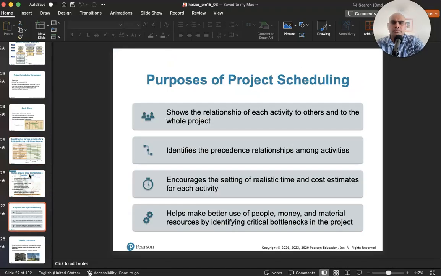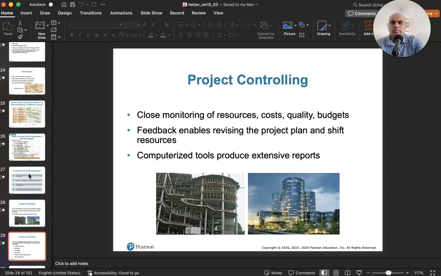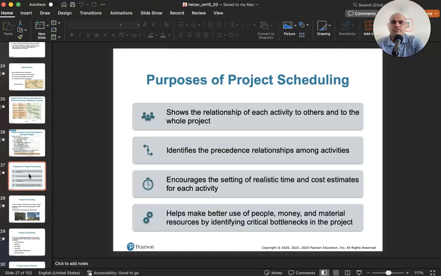So now we'll talk about project scheduling in general. Let me finish with the purposes of project scheduling. Then we'll talk a little bit about project controlling, but maybe I'll do that in the next video. The purpose of project scheduling is it shows the relationship of activities, right? Like I said, you can look at a Gantt chart and see the relationship between activities. We only talked about the Gantt chart, by the way. We haven't talked about CPM, the critical path method, the network representation, any of that. We will do that in a later video, but in this video, we just looked at the Gantt chart, right?